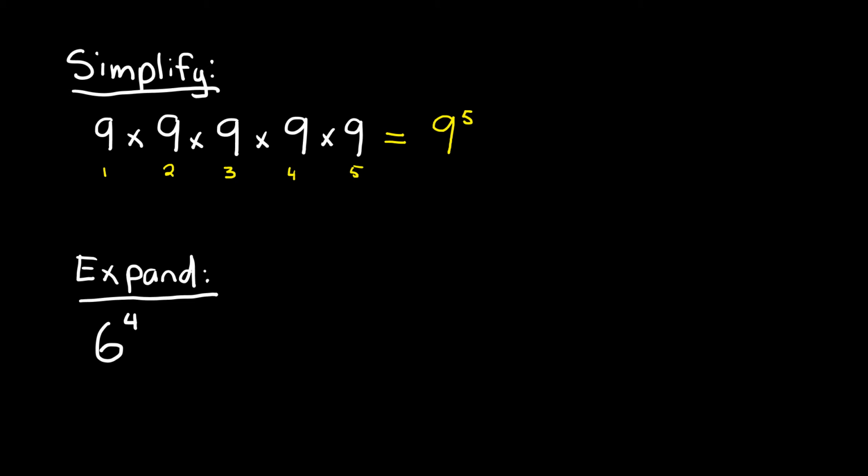Let's see our next example. Expand 6 to the power of 4. What does it mean by expand? Expand means to make it longer. Now, the first question is, what is the base and what is the exponent? 6 is the big number, and that's the base. 4 here is the exponent. That tells us that 6 is being multiplied 4 times. So this expression is equal to 6 times 6 times 6 times 6. And that's how you simplify and expand exponential expressions.